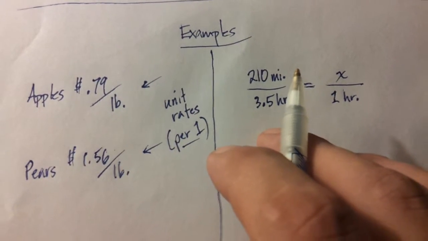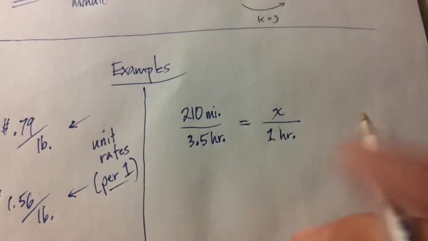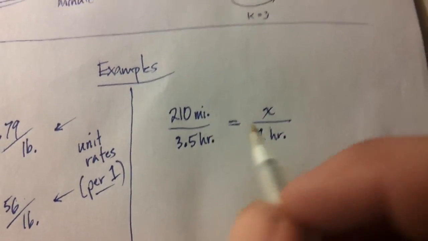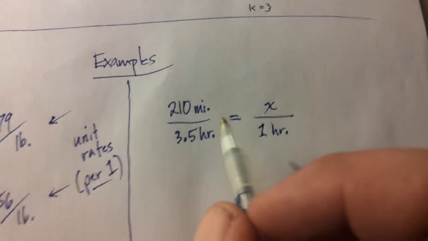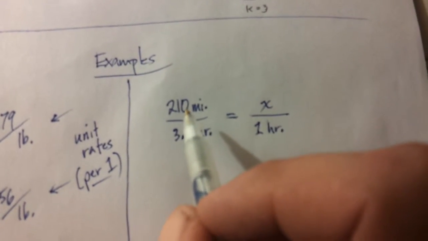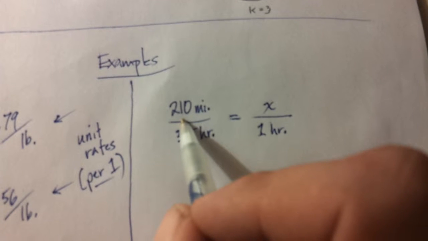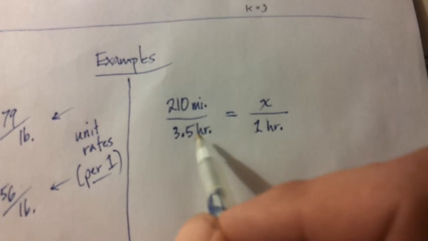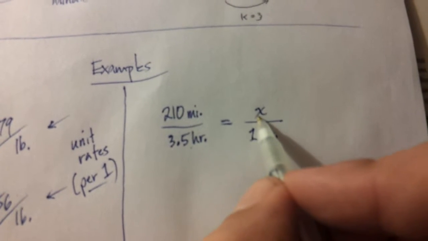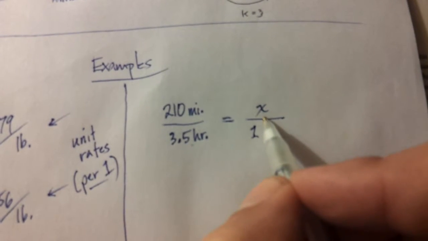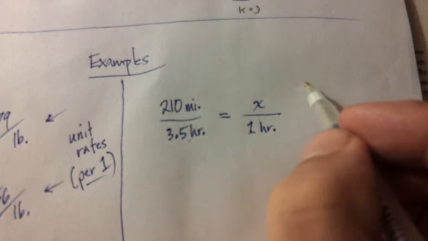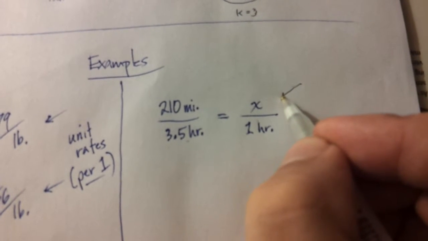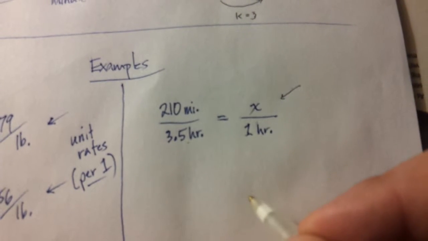Let's do this easy one over here. That's the same way because we've already got it set up. All right, so let's say that a person went on a trip and they traveled 210 miles, and the trip took them 3.5 hours. Okay? So, what we want to find out is what is their unit rate right here? How many miles, x, are they traveling in 1 hour?